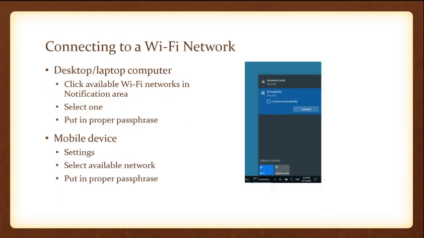Now, when you're wanting to connect to a Wi-Fi network, and most of us are pretty familiar with this, whether it be a laptop, desktop, mobile device, all you do is you click on the Wi-Fi signal. That's what they did down here. They clicked on this Wi-Fi network right here, and then this popped up, and you can see the ones that are available to be able to connect to. And you just select one, you then put in the proper passphrase, and you're good to go.